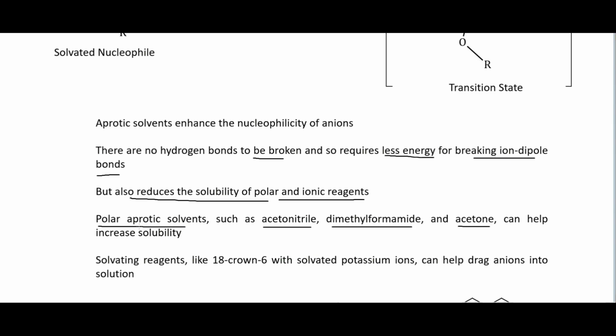So we want to use aprotic solvents, and we want them to be polar. So we wouldn't want to use like a non-polar aprotic solvent, like diethyl ether or something like that. We'd probably want to use acetonitrile or this DMF or the acetone.